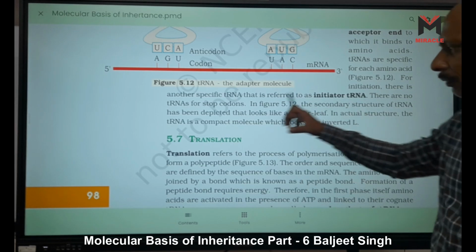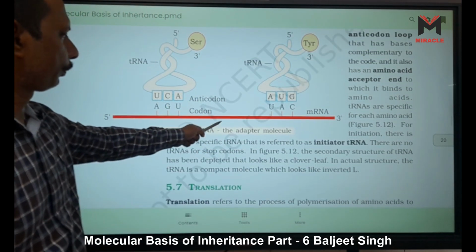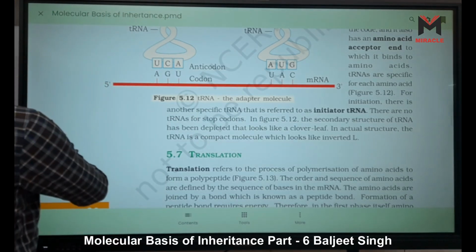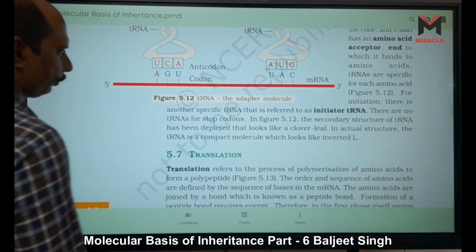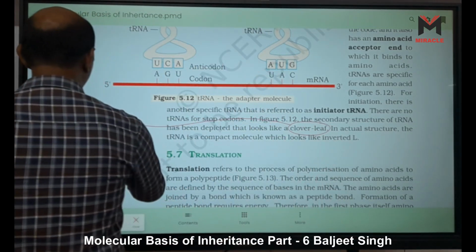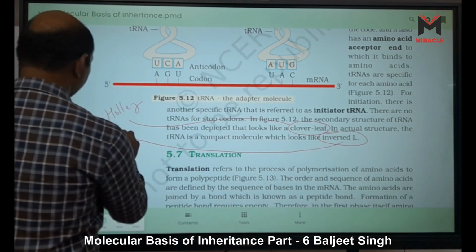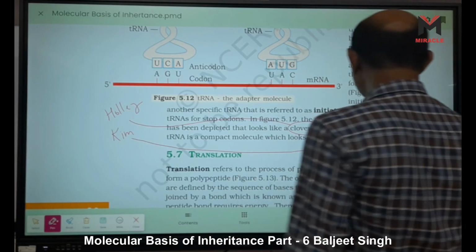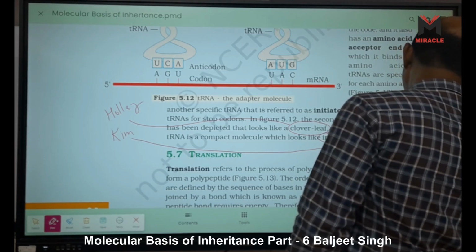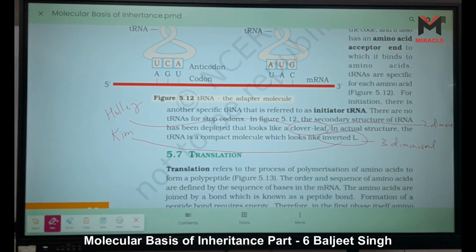The actual structure of transfer RNA is a compact molecule, like an inverted L. This actual structure of the adapter molecule is given by Kim. Two scientists are there. This cloverleaf model is given by Holley, and this inverted L is given by Kim. This one is a three-dimensional structure, and the cloverleaf is a two-dimensional structure. That is the difference between these two.